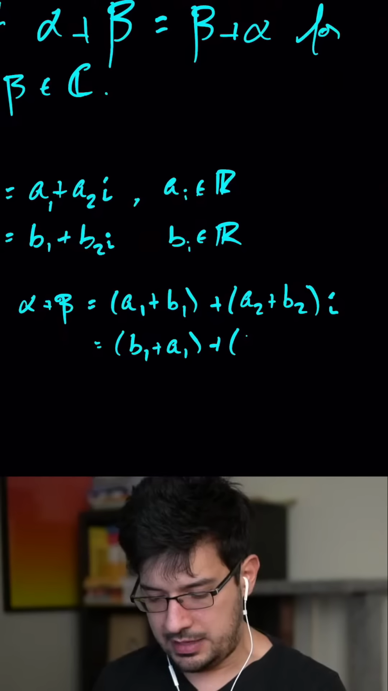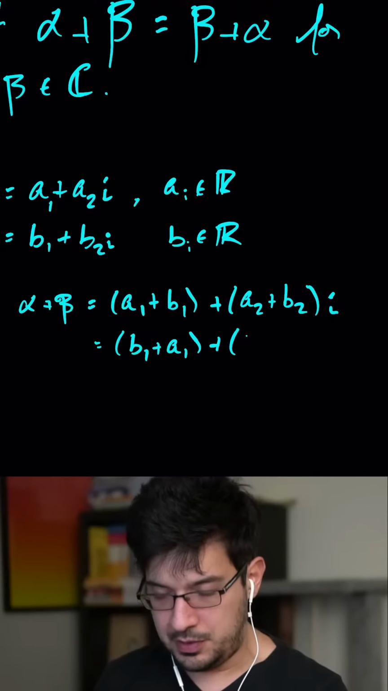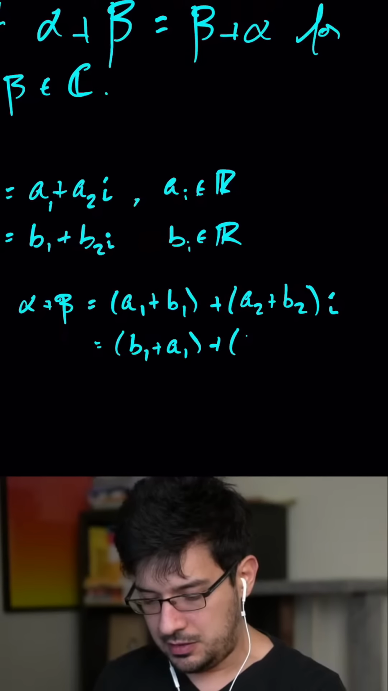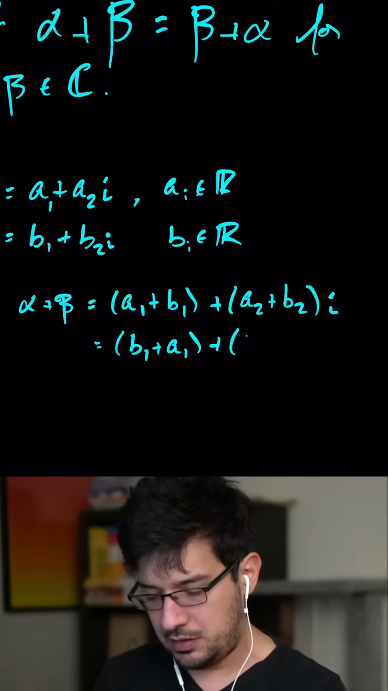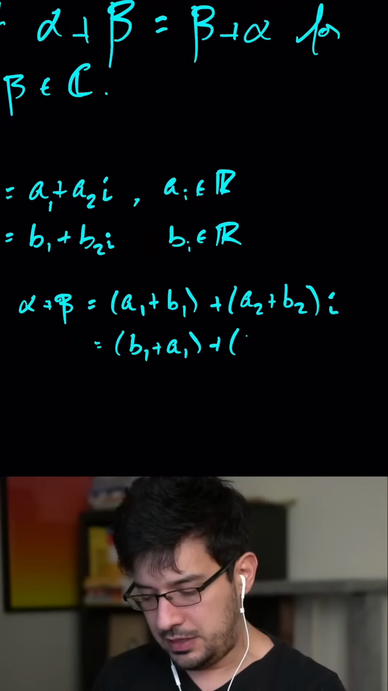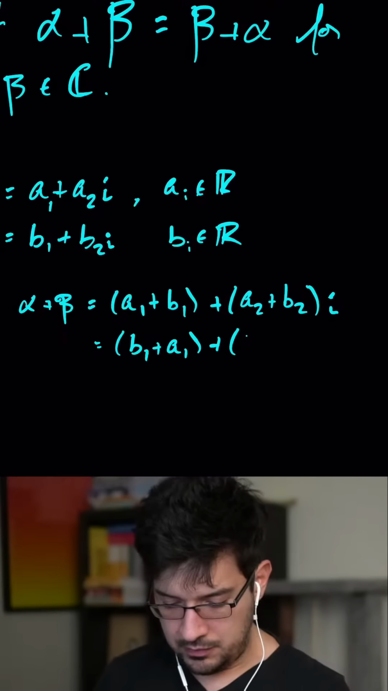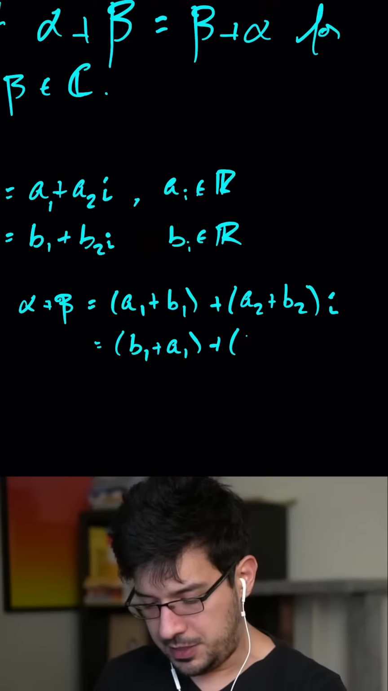Show that alpha plus beta plus gamma equals alpha plus beta plus gamma for all alpha, beta, gamma.